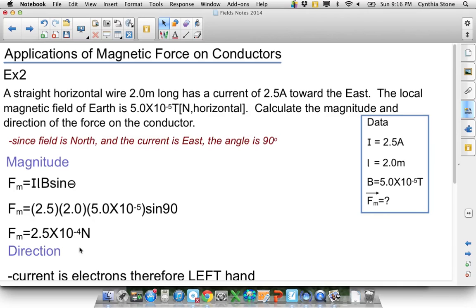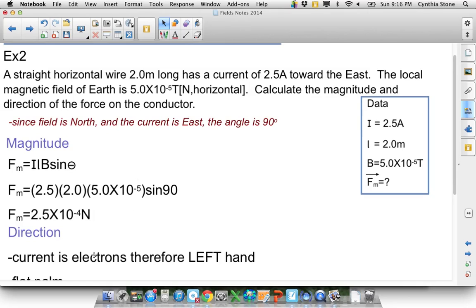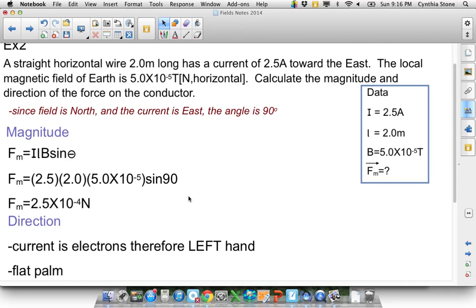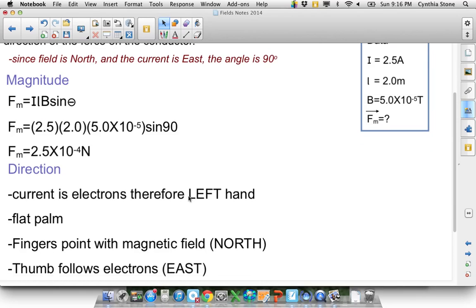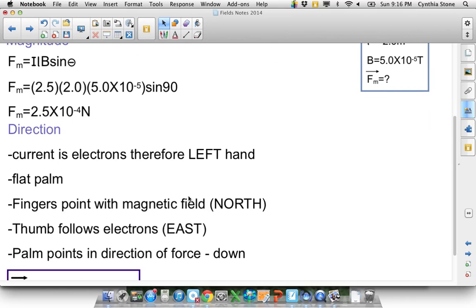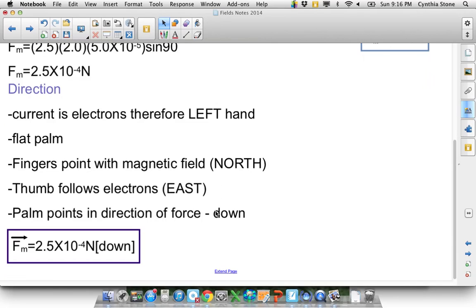And then for direction, we use the left-hand rule. So it's electron current, so we use the left hand, not the right hand. Fingers point with the magnetic field, which is north. Thumb goes east. So the direction of force will be straight down. Okay, and that's calculating magnetic force on a conductor, and that's it.